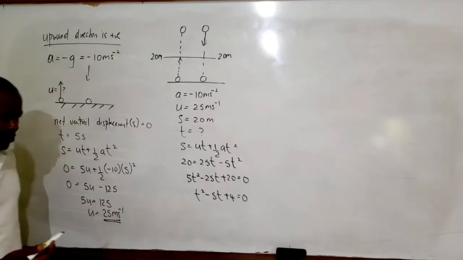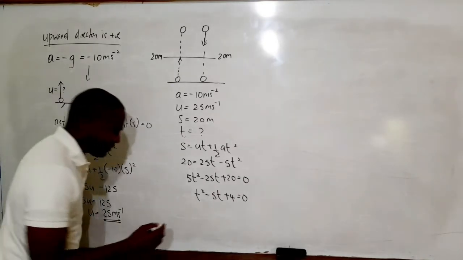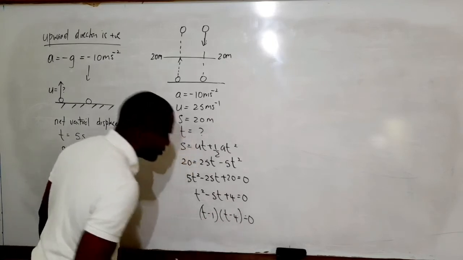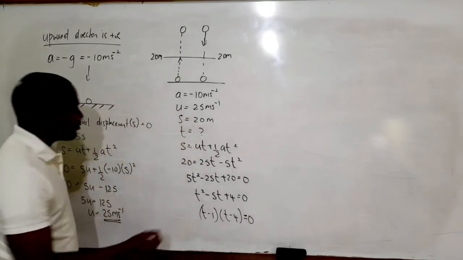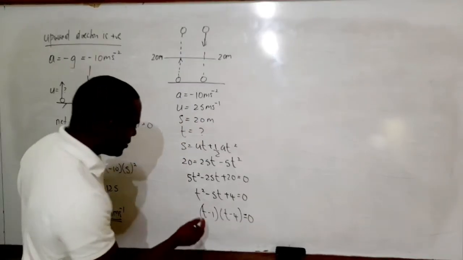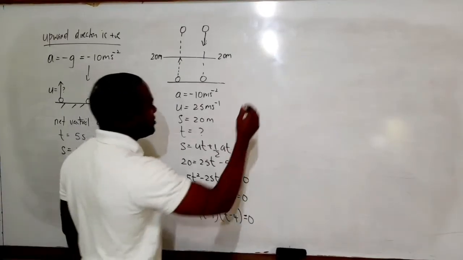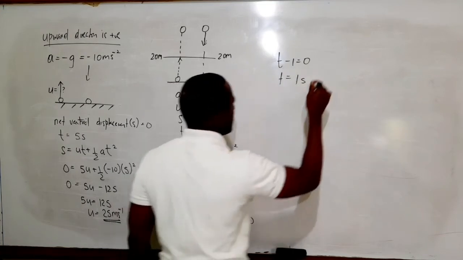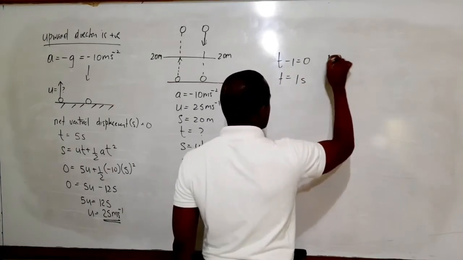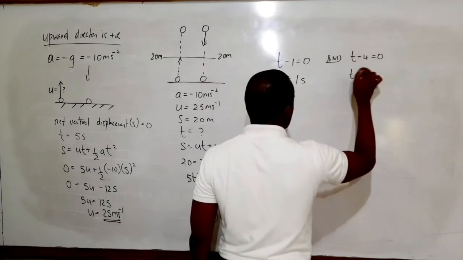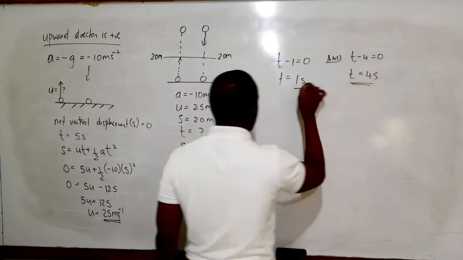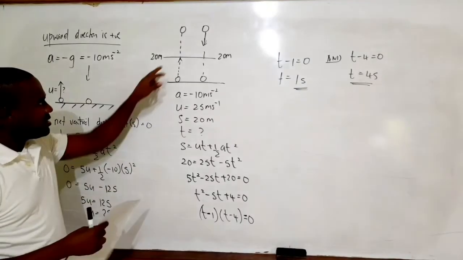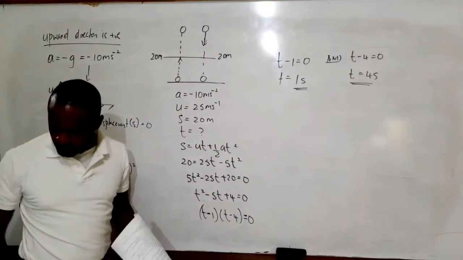And this, of course, is a nice quadratic which can be factorized, and factorizing it gives t minus 1 times t minus 4 equals 0. We will then proceed to solve the equation for the times t. So solving, t minus 1 equals 0, which means t is equal to 1 second, and t minus 4 equals 0, so t is equal to 4 seconds. Therefore, this stone is at the height of 20 meters above its starting point at t equals 1 second and at t equals 4 seconds.